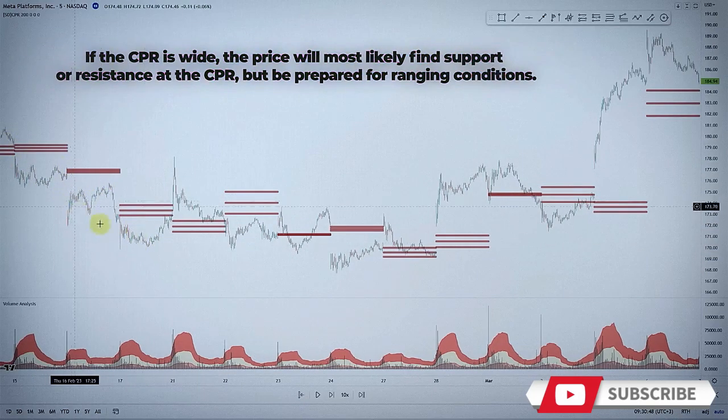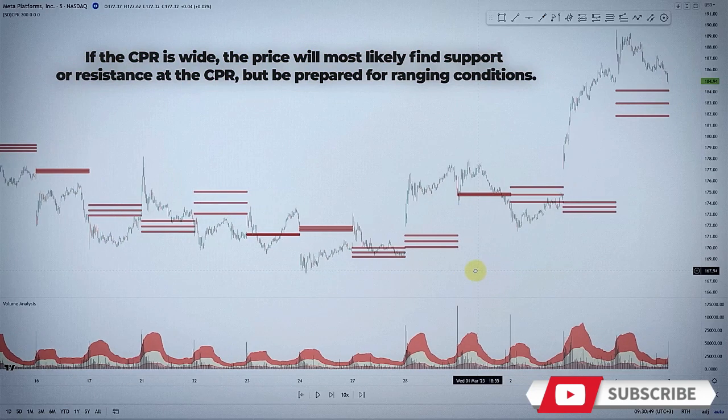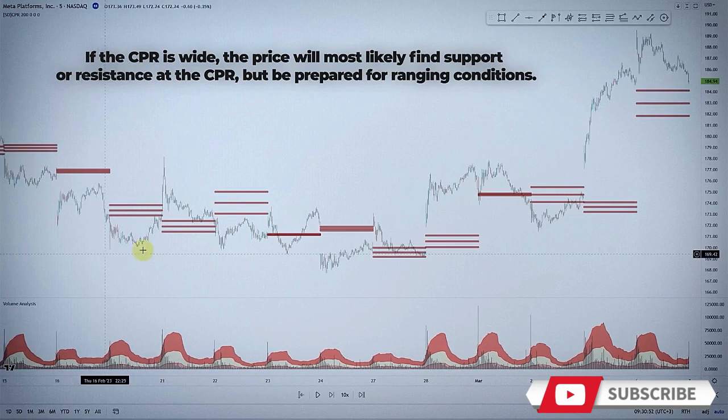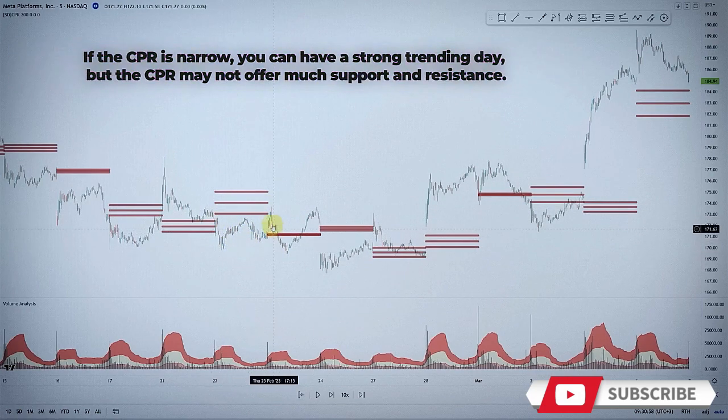If the CPR is wide, then the price will most likely find support or resistance at the CPR, but be prepared for ranging conditions. If the CPR is narrow, you can have a strong trending day, but at the same time, the CPR may not offer much support or resistance.